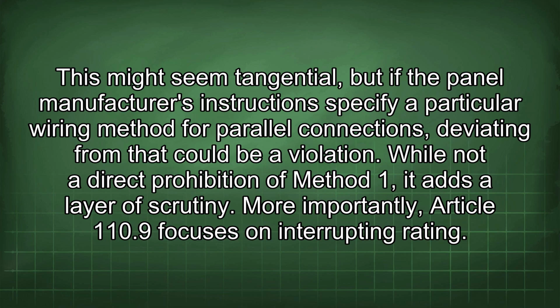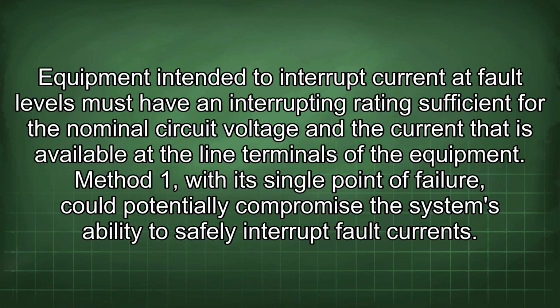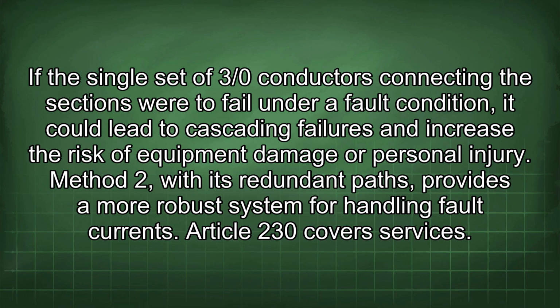More importantly, Article 110.9 focuses on interrupting rating. Equipment intended to interrupt current at fault levels must have an interrupting rating sufficient for the nominal circuit voltage and the current that is available at the line terminals of the equipment. Method 1, with its single point of failure, could potentially compromise the system's ability to safely interrupt fault currents. If the single set of 3/0 conductors connecting the sections were to fail under a fault condition, it could lead to cascading failures and increase the risk of equipment damage or personal injury. Method 2, with its redundant paths, provides a more robust system for handling fault currents.